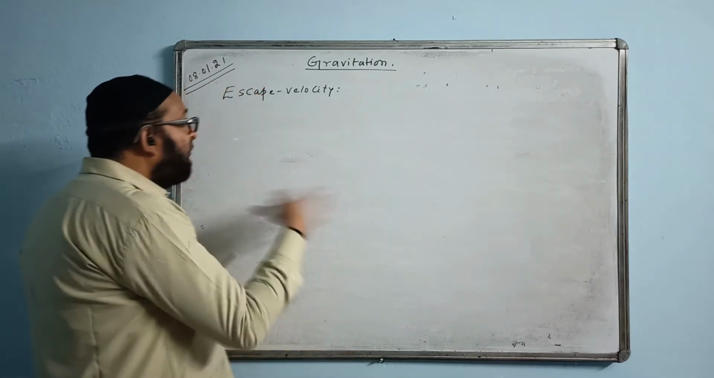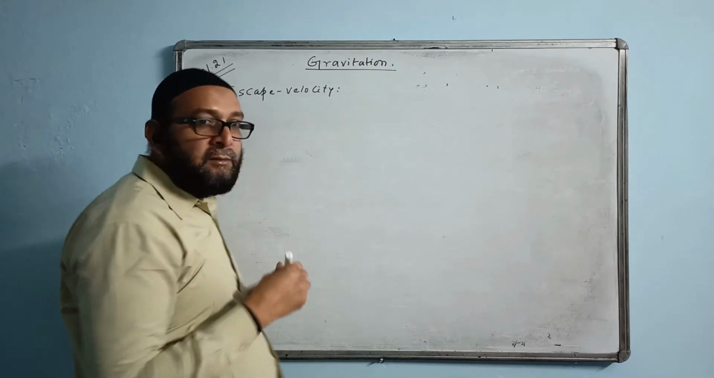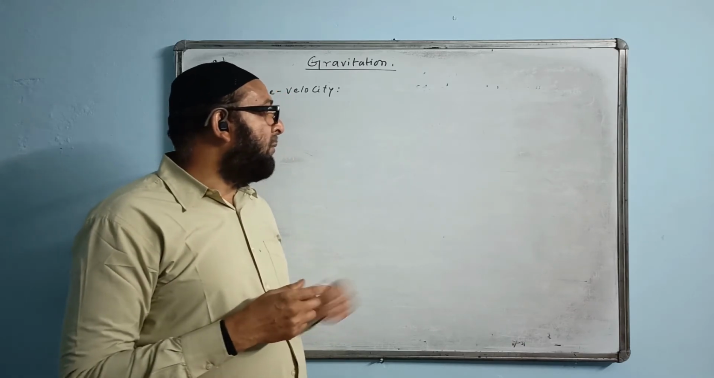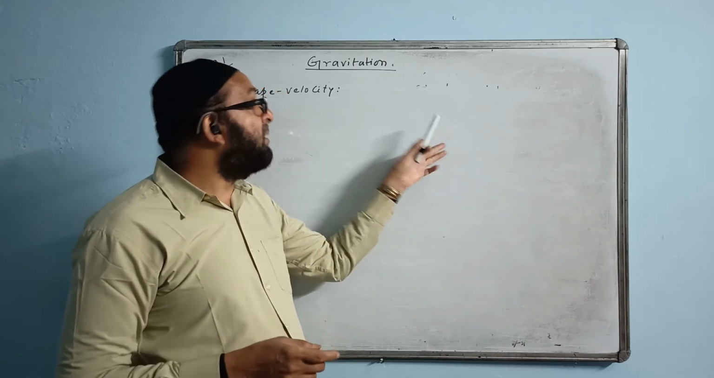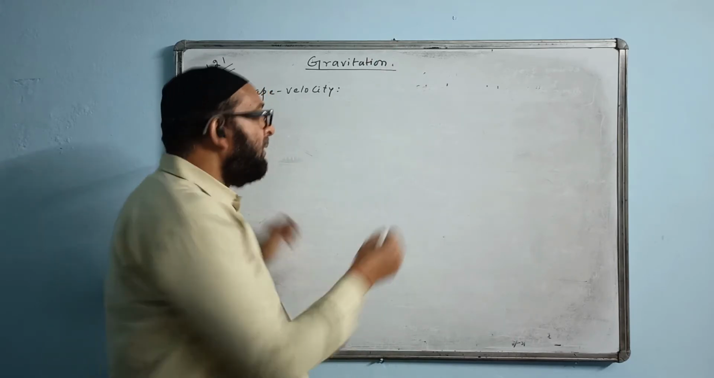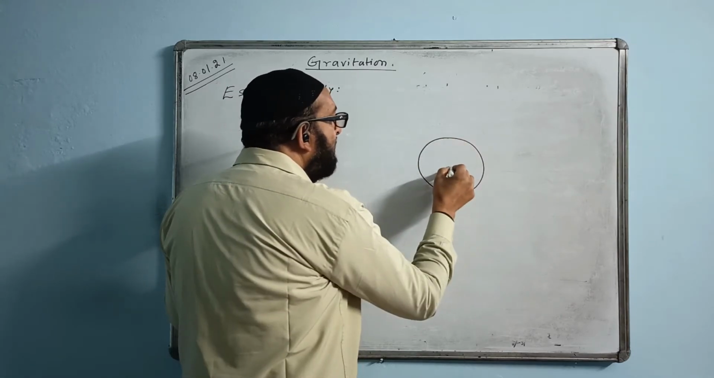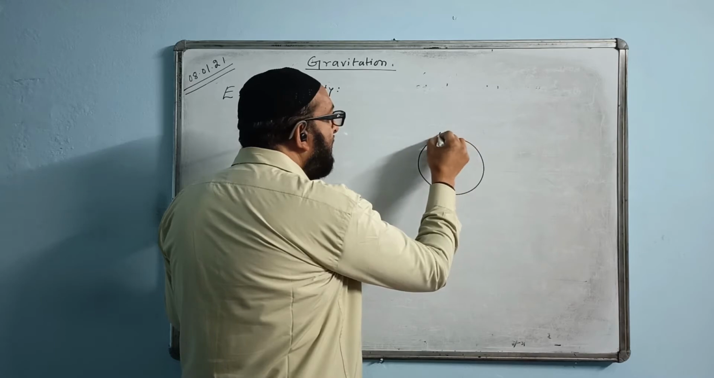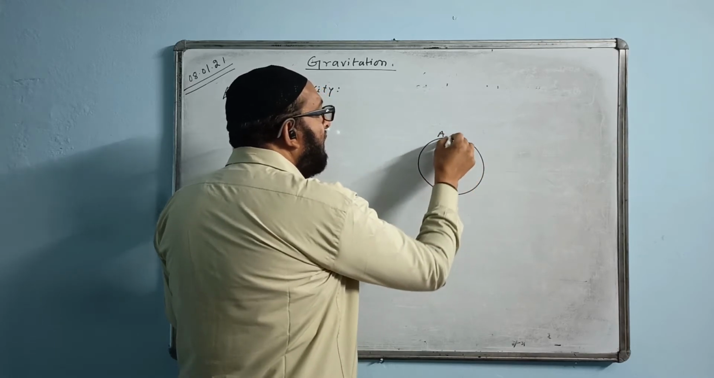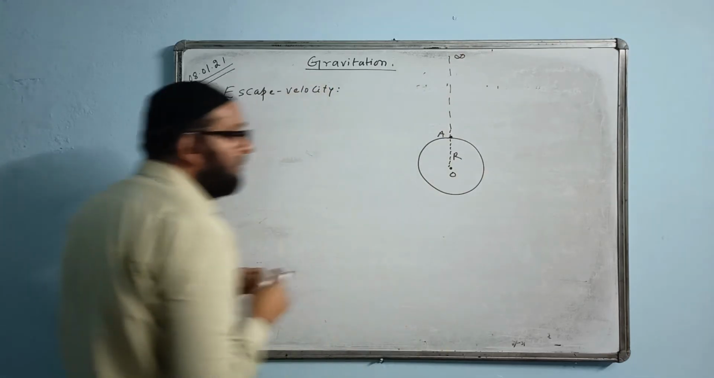And we find a formula for escape velocity. We find the escape velocity formula by using the energy consideration. The body is sent from the surface of the earth and it's not returning back. So we can draw a diagram here like this. Here is the body A. The radius of the earth is R like this, and it is going to infinity. We don't know where it is going.